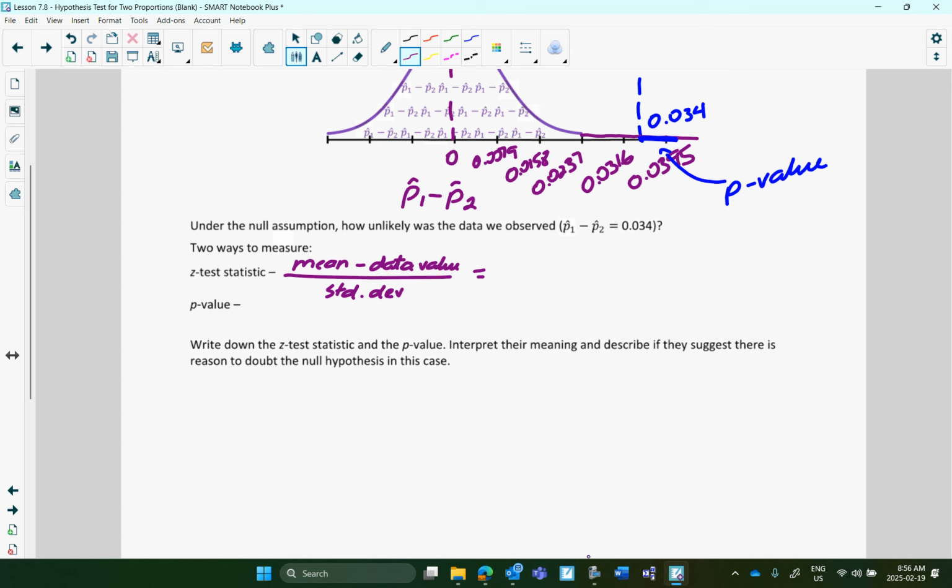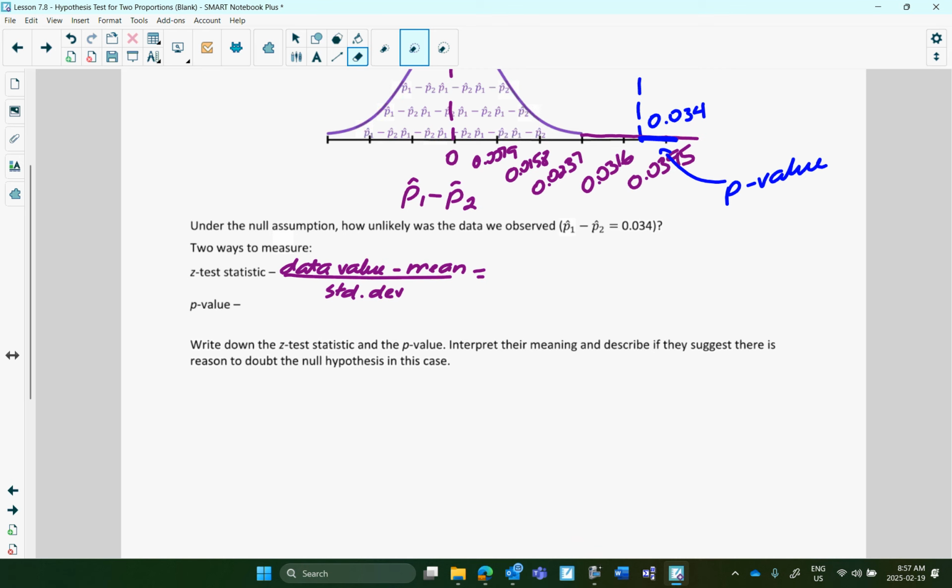But remember, in our example, the mean, or sorry, I don't have that right. Isn't it data value? I don't think I have that right. Is it data value minus mean? Yes, that's what I was saying. So it's data value minus mean. That tells us how many standard deviations the value we got is away from the mean.